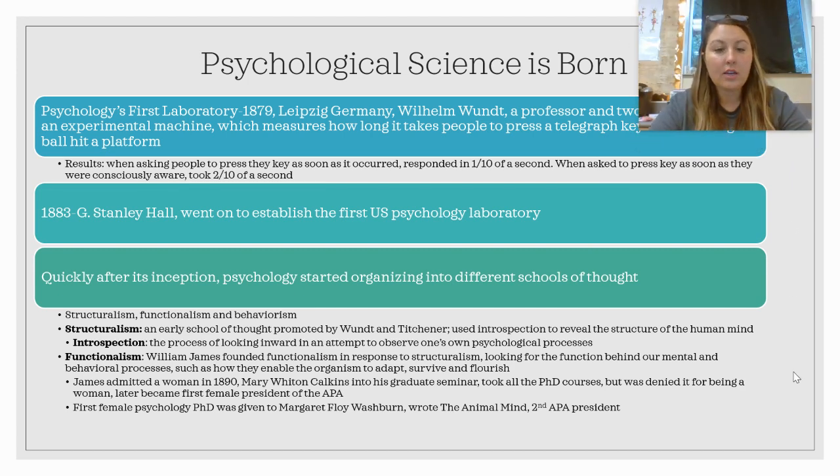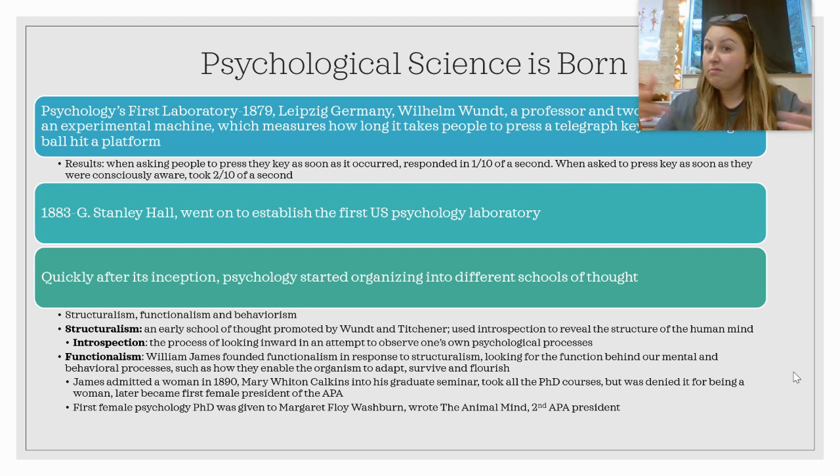Structuralism was an early school of thought promoted by Wundt and his student Edward Titchener. Their goal was to find the structures of the mind. That's why we call it structuralism. They used a process called introspection, where they asked people to think about their own thinking to reveal the structure of the human mind. Now, we'll talk about this more in class, but it wasn't that successful.